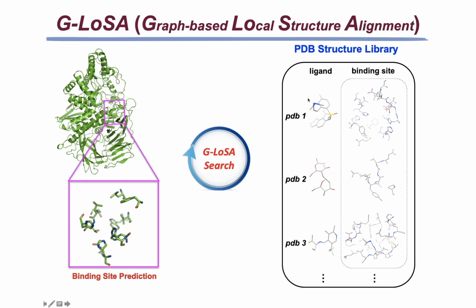G-LOSA uses a curated PDB structure library containing known ligand binding sites to predict new ligand binding sites. During G-LOSA search, these binding site structures are aligned to the protein structure and assigned a GA score. The structure with the top GA score is used to predict the binding site.